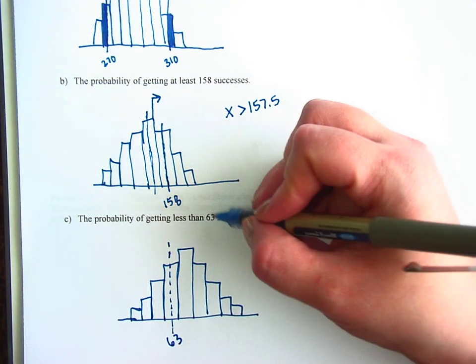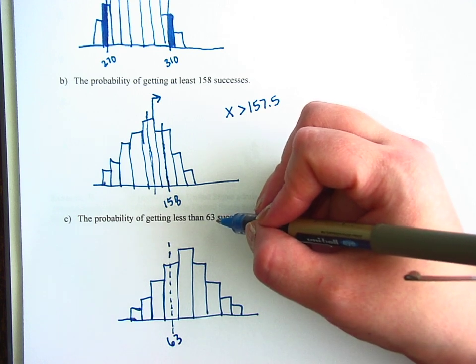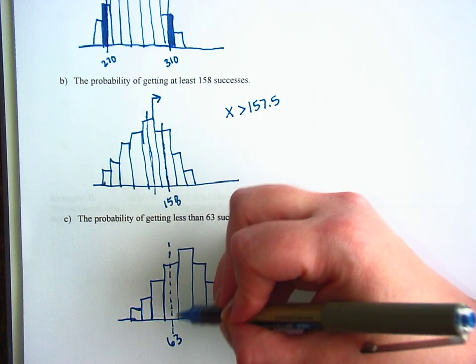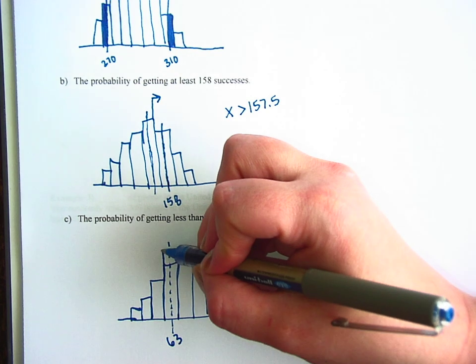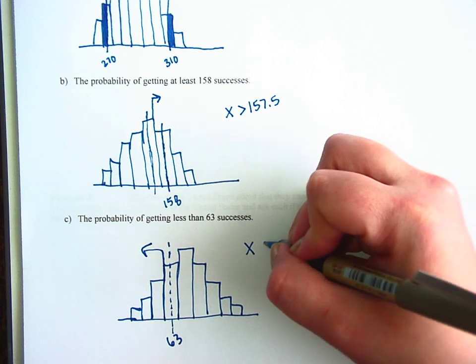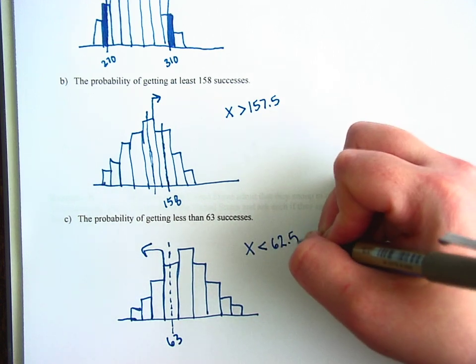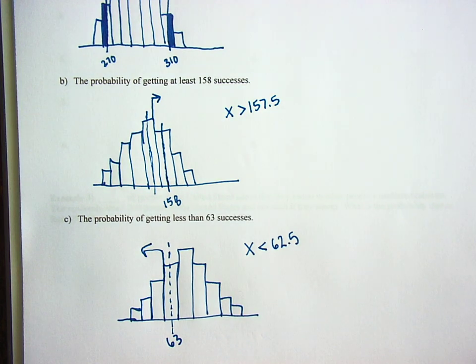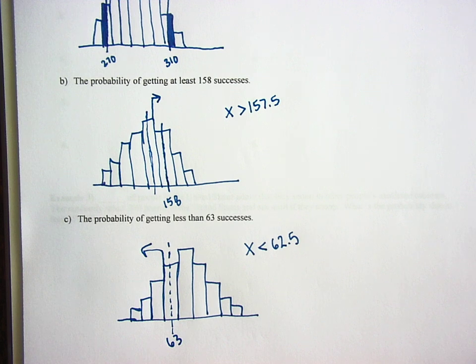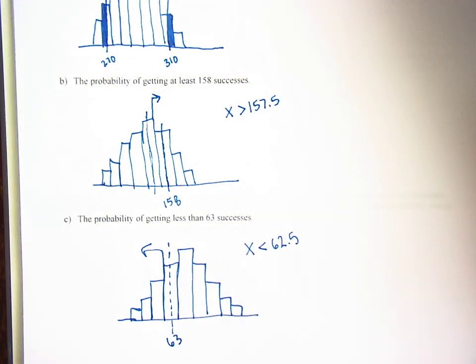Okay, so this time we're going for less than 63 successes. So what you should be thinking to yourself right now is, do I need to include this bar or should I not include this bar? But we want less than 63, so we really want here and over. We don't want to include the bar. So that means x has to be less than 62 and a half. So you can't always think, I'm always going to go to the left or I'm always going to go to the right. You have to think about whether that bar is included or not. If it's less than 63 successes, then we need to go to the left. If it was greater than 63 successes, we'd go to the right. But if it's at least or at most, then you really have to think about whether that bar is included or not.